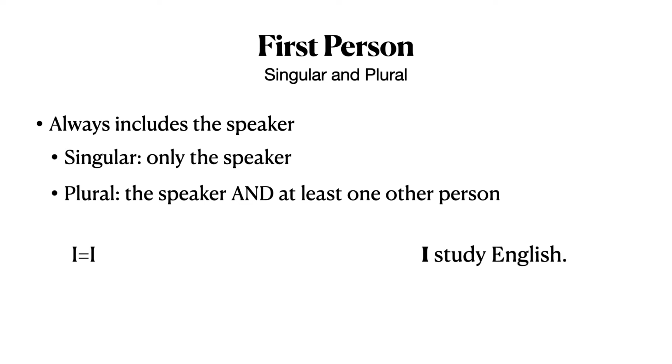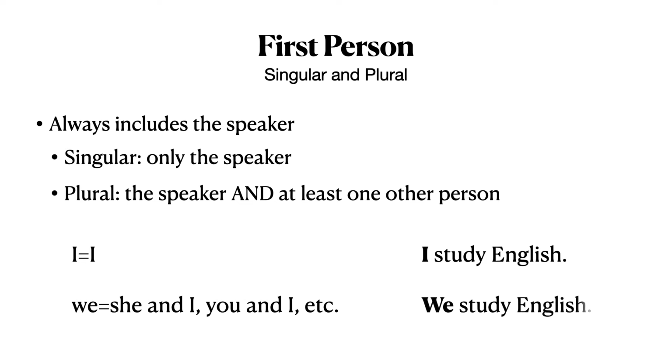So I is the singular first person. I study English. It's just me. We could be she and I, you and I, he and I, they and I. But it's always we. We study English would be the sentence.